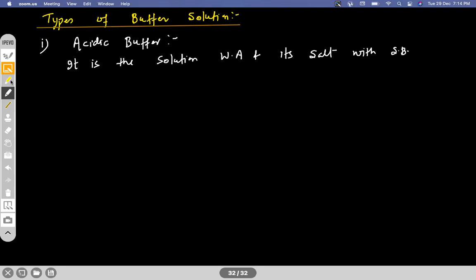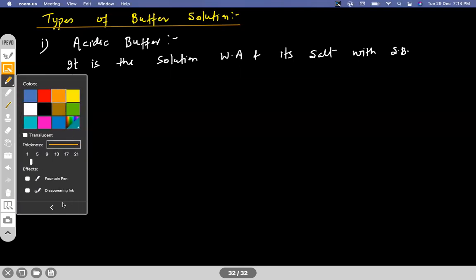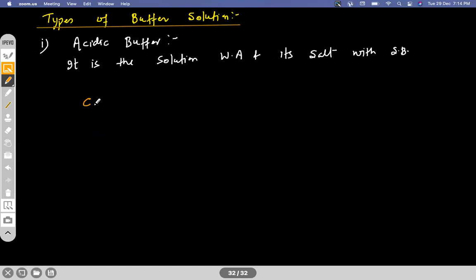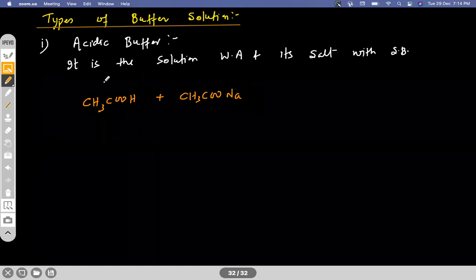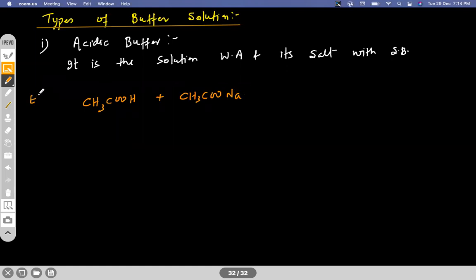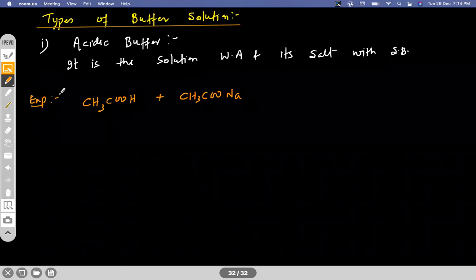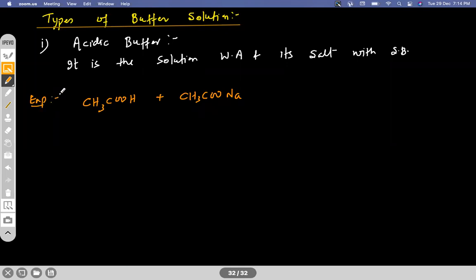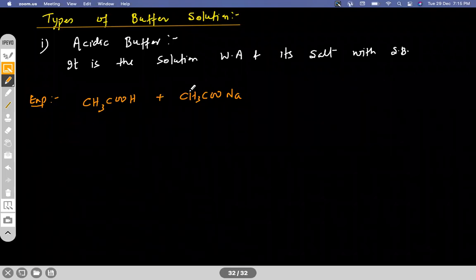Okay. So basically, if you have this reaction, for example, I have taken a weak acid, CH3COOH, the combination should be CH3COOH and CH3COONa. If this combination is present in the solution, then the solution behaves as a buffer solution. Understood? Yes, a common ion is required. We'll discuss the mechanism. One second.